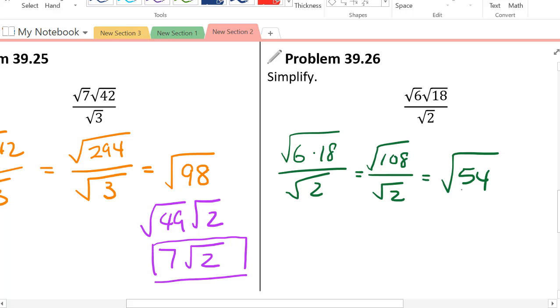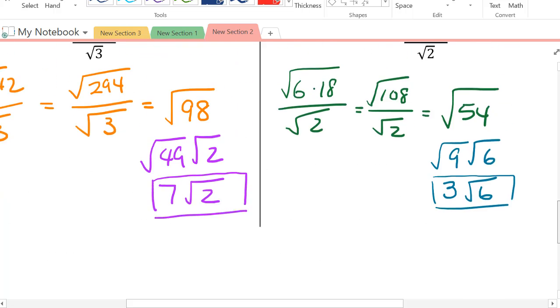Now you want to break up that 54. What does the 54 break into? What's a perfect square that goes into it? 9 and 6. So what's the square root of 9? 3, and then radical 6. And that's it. Okay, let's look at the next one.